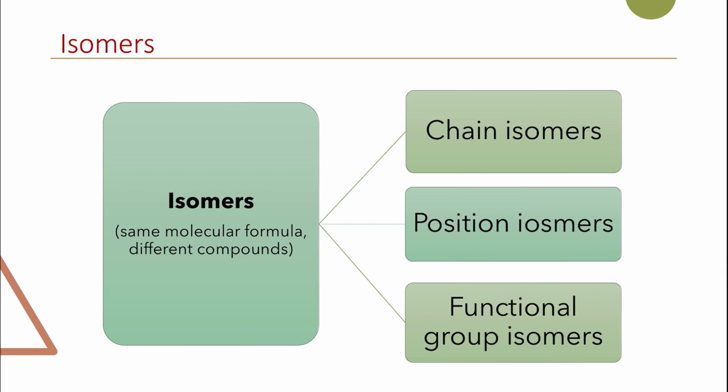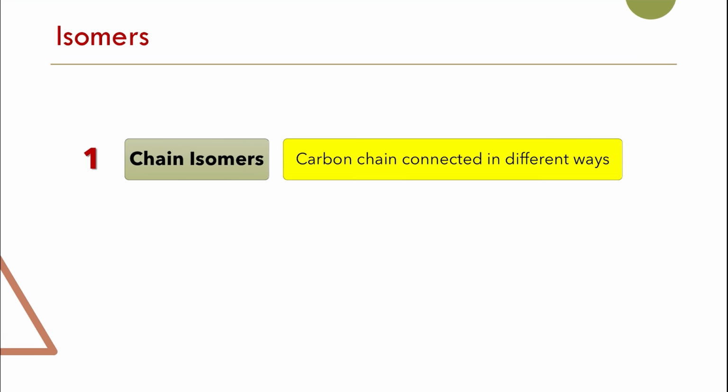We need to learn about isomers when we talk about organic molecules, because in organic chemistry you could have two or more different molecules that share the same molecular formula, but they are different compounds. So we call these isomers. There are three types of isomers: chain isomers, position isomers, and functional group isomers. So what's the difference between all of these?